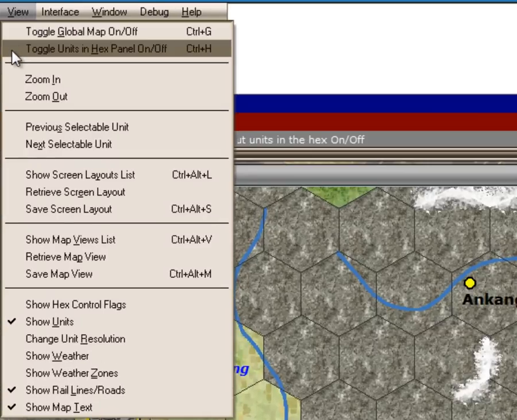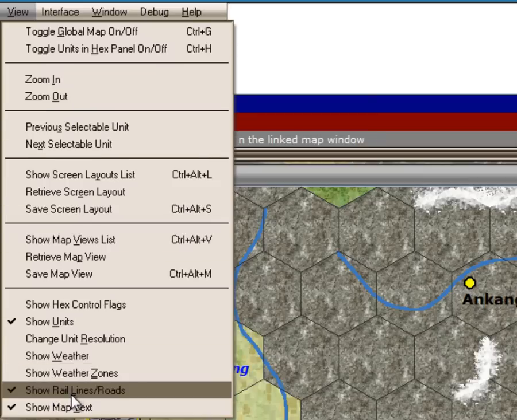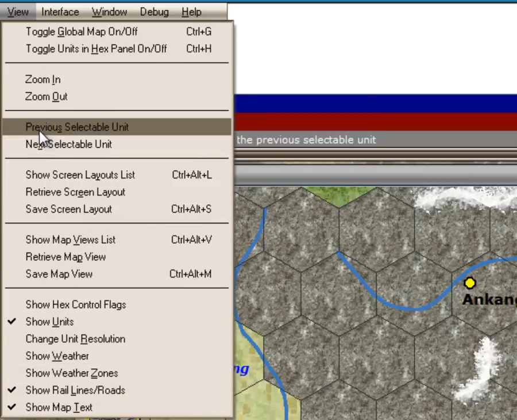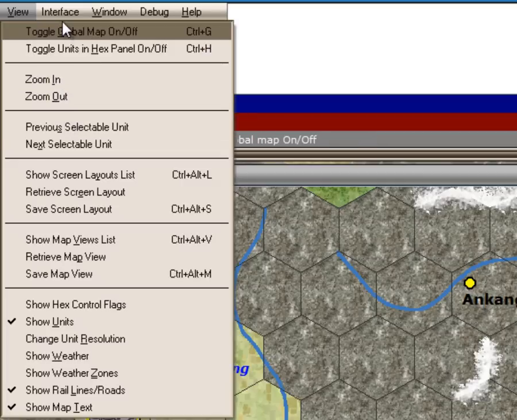For view, these are mostly for affecting the detailed map. For view, you can turn the global map on and off. You can turn on and off the units and hex panel. You can zoom in and out. I'll do that in a minute using other tools. You can go through the selectable units, cycling through them one at a time. You can also look at the screen layouts list and the map views list and a number of controls. All of these are available on the main form under the buttons and panels, so I'll cover those when I get to that and skip over this right now.